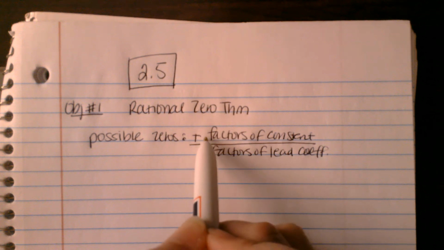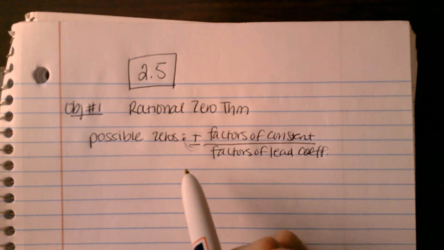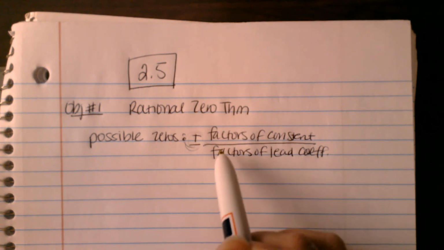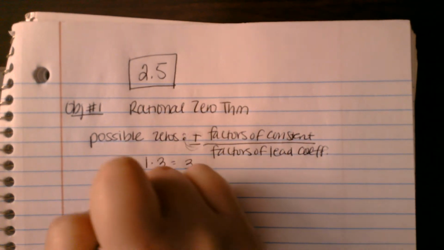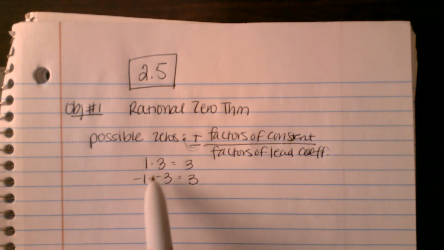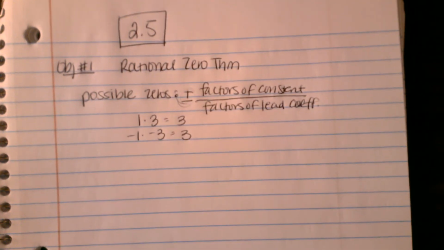I don't think this positive or negative is in your notes, so just make sure that you know that it could be the positive or negative of those constants. Because, let's say, you have 1 times 3 is 3, but negative 1 times negative 3 is also 3. So the positive and negative are both factors of that number.